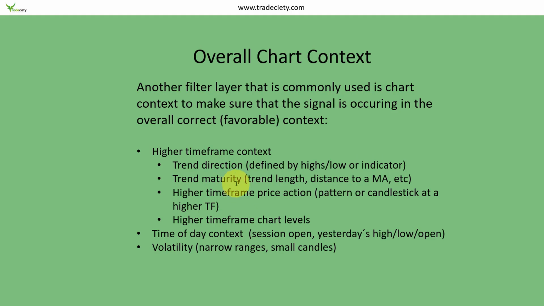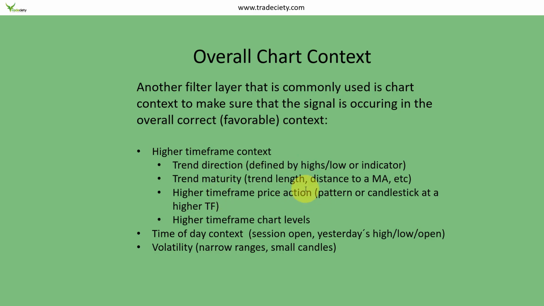You could look for trend maturity as a filter. So you look for how long has the trend been going on, and that could be a criteria for whether you look for continuations in an early trend or reversals in a late trend. You could also look at, is the market in a pullback phase or in an impulsive phase?